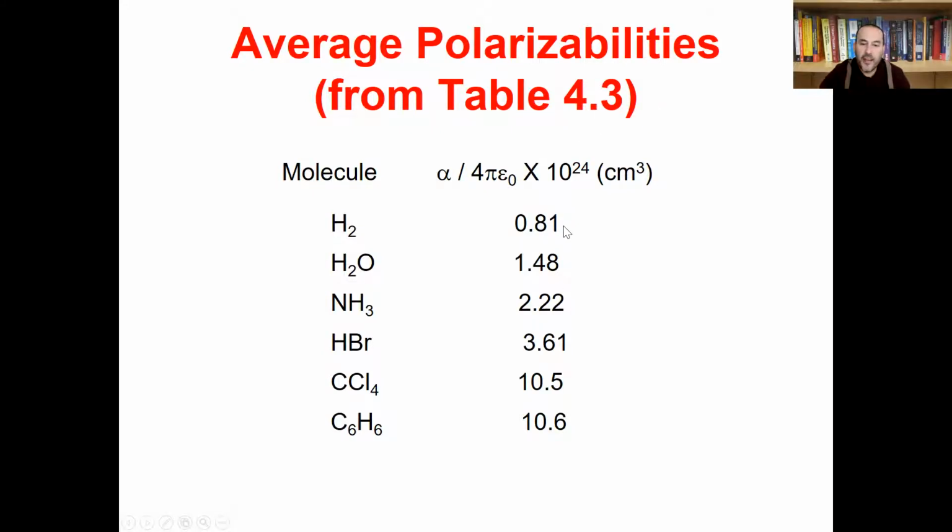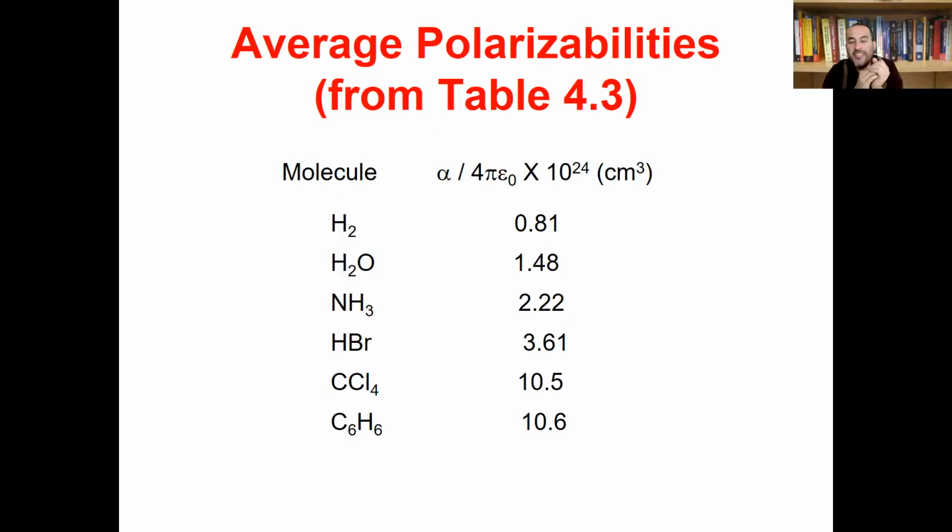You can see that you have a range of polarizabilities. For hydrogen it is small, but as the molecule gets larger, the polarizability also gets larger. The reason is that in small molecules, the distance between the electron cloud and the proton nucleus is very short.